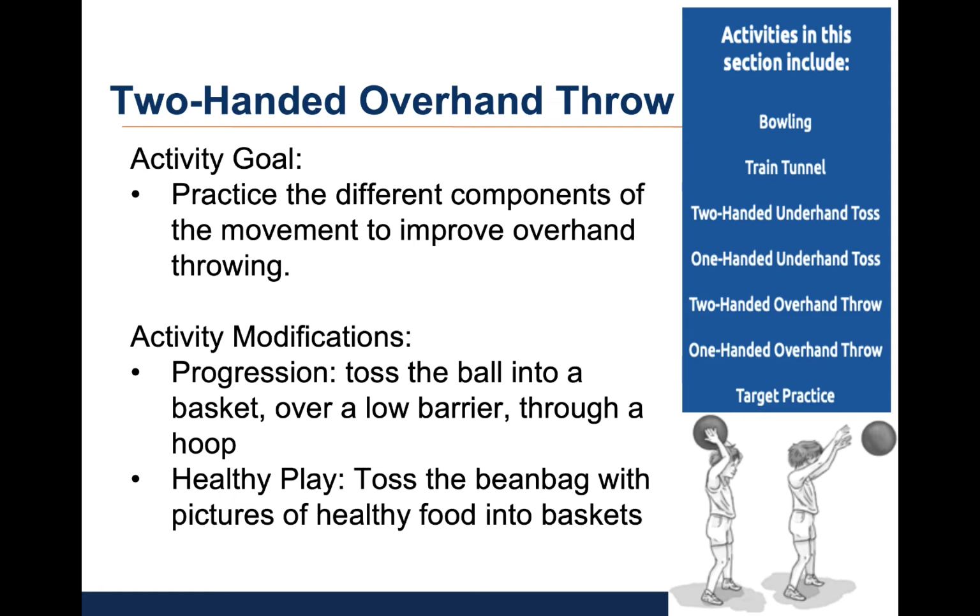The fifth activity is called two-handed overhand throw. For this activity, the child will stand with one foot in front of the other, hip-width apart, and will be encouraged to rock forward and back. As the child rocks to the back foot, have them raise their arms up and overhead. When rocking forward, have the child bring his or her arms forward to throw the ball.